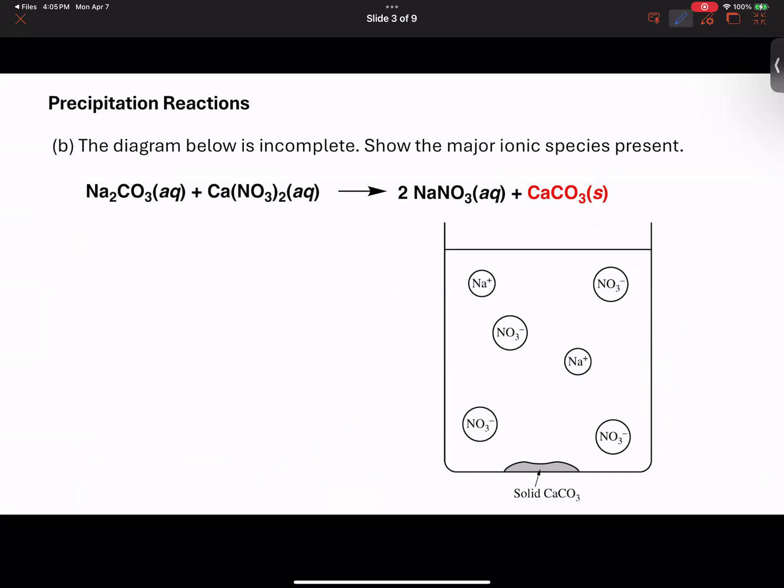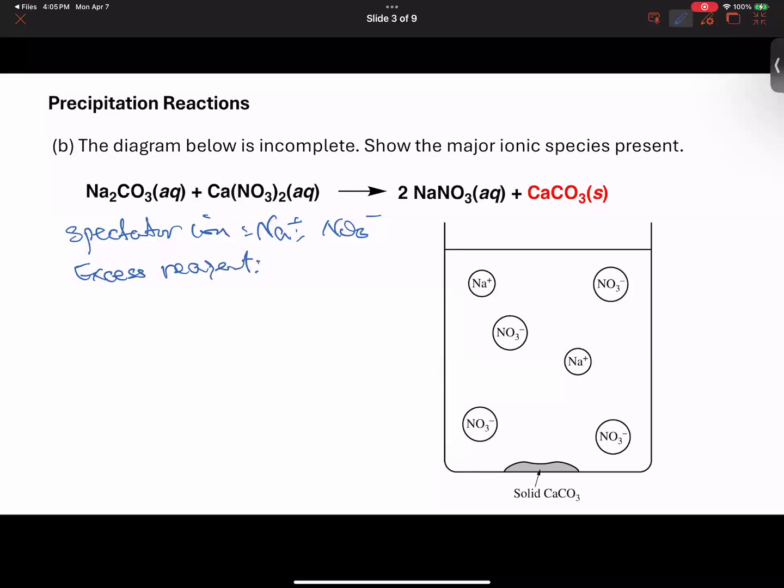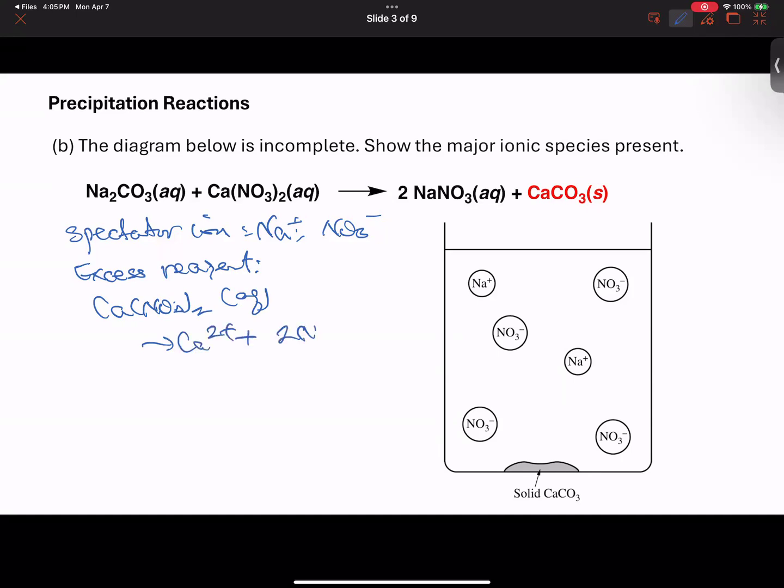The diagram below is incomplete. It shows the major ionic species present. Remember, in this reaction we have spectator ions, which are sodium cations and nitrate anions. Not only that, we have excess reagent, which is Ca(NO3)2, meaning in solution we also have calcium cations and nitrate ions in excess amount.